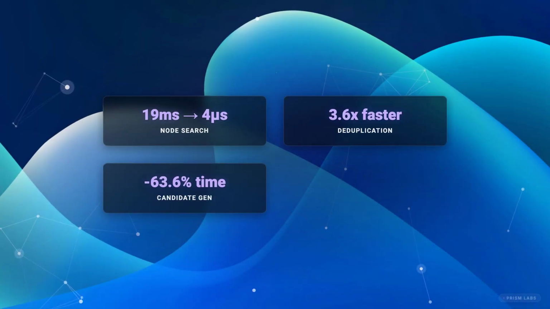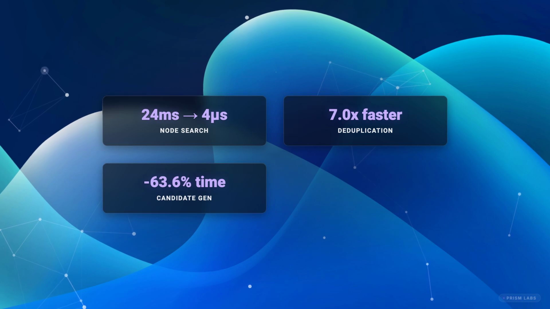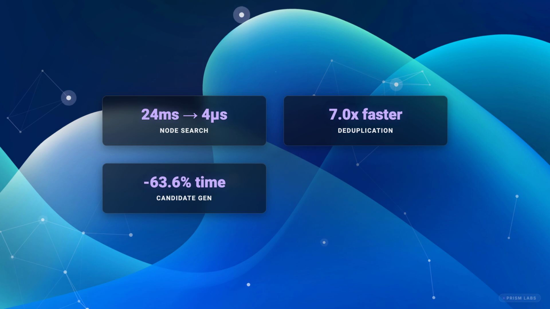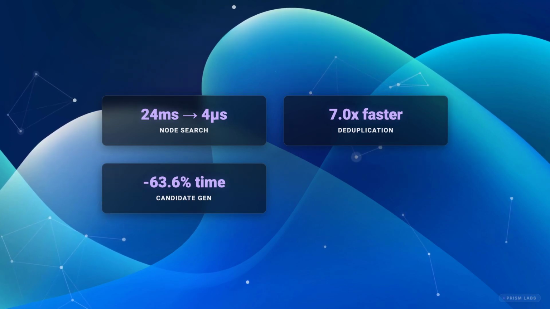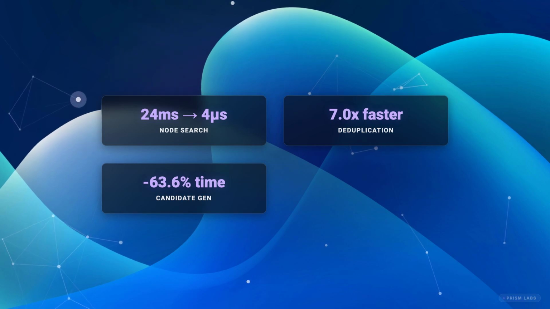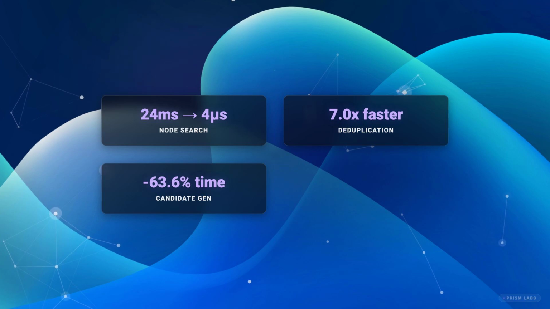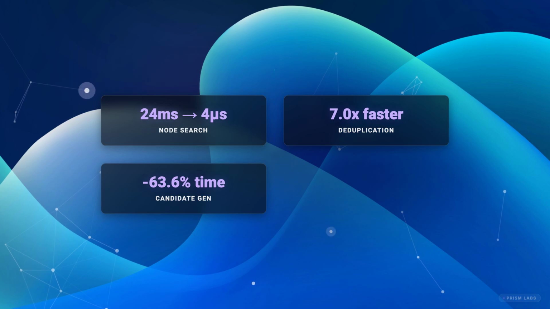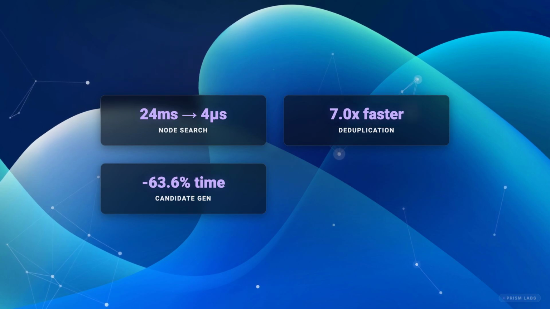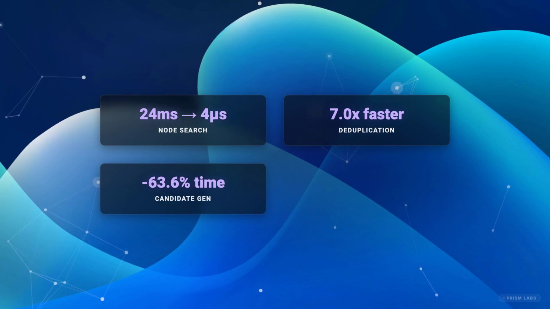About that 6000x. These numbers come from the version 0.5.0 optimization pass, measured on a real 118,000 node production graph. Node search went from 24 milliseconds to 4 microseconds per lookup. That's the headline figure, and it's the difference between graph queries being a batch job and being something you do inline on every agent turn. Semantic deduplication got nearly 7x faster, and candidate generation dropped by almost 2/3 with a blocking strategy. The methodology is documented in the repo, so you can rerun it against your own graph.